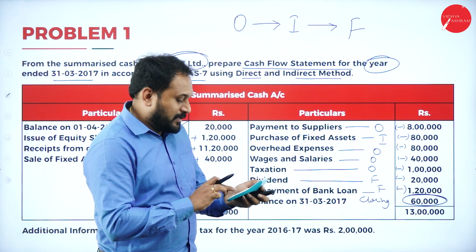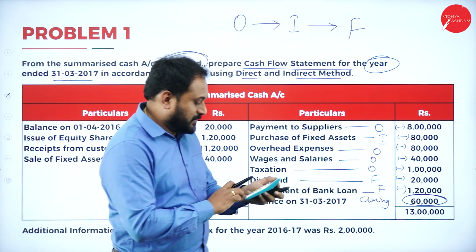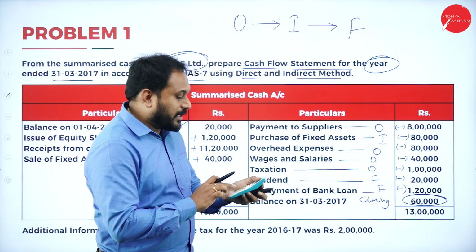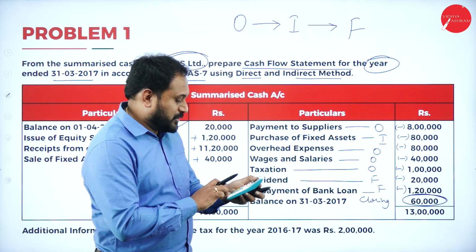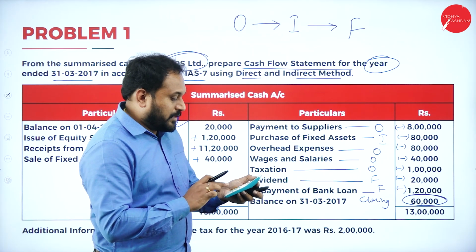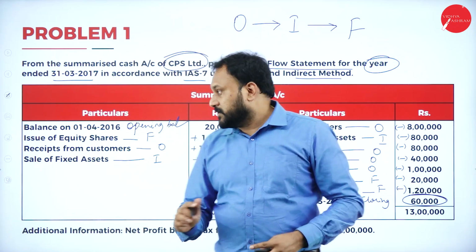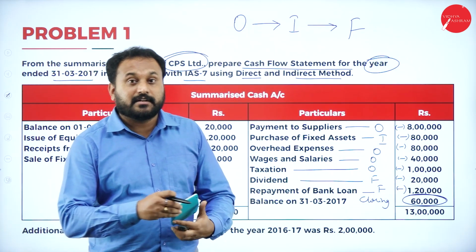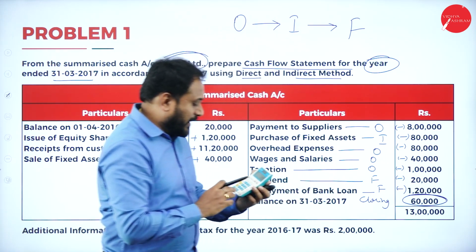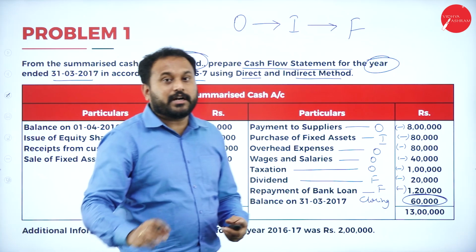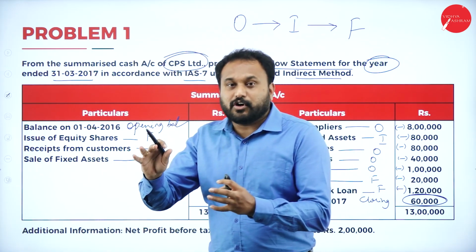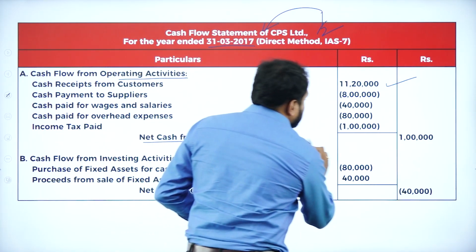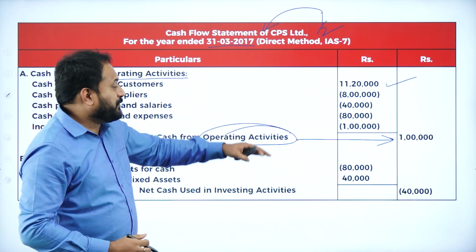8 lakh plus 80,000 plus 40,000. So you got 9,20,000 here, then plus 1 lakh, 10,20,000. So that means 11,20,000 minus 10,20,000. This is what your operating is. So what exactly happens is you get 1 lakh as your operating. That is the net of operating. So how much is it? That is, we have the net cash from operating activities, 1 lakh rupees. So we are done with my operating.